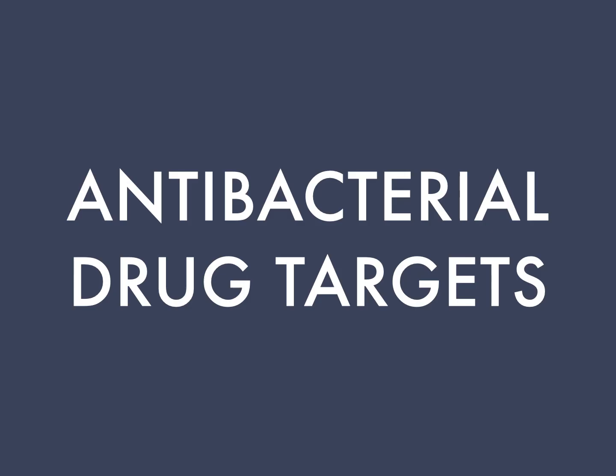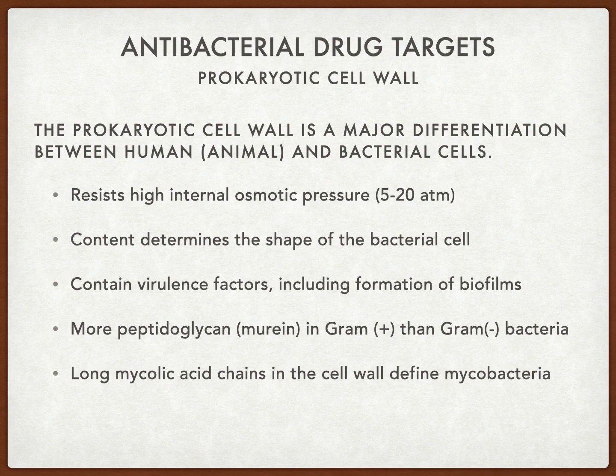And so we jump to the antibacterial drug targets of known drugs. It is important to understand that the prokaryotic cell wall is the target of a vast majority of antimicrobial classes. The cell wall is a major differentiation between animal and bacterial cells. It is very stiff in the sense that it is able to resist high internal osmotic pressure.